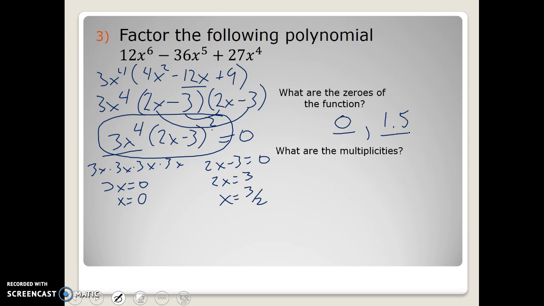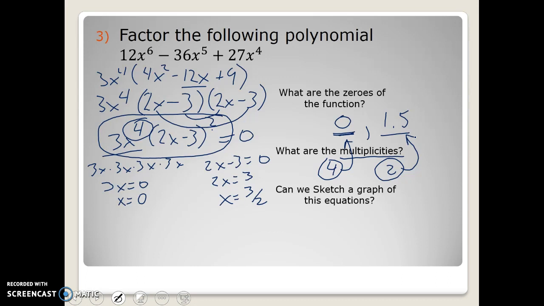Now, we're going to talk real quickly about multiplicities. 0 is a 0 of the function, and it shows up 4 times. So the 0 has a multiplicity of 4. The 1.5 has a multiplicity of 2 because it shows up 2 times. And so most of the time when we find a 0, it's going to have a multiplicity of 1. But if it shows up more than 1 time, we say it has a multiplicity of 2 or 3 or 4.